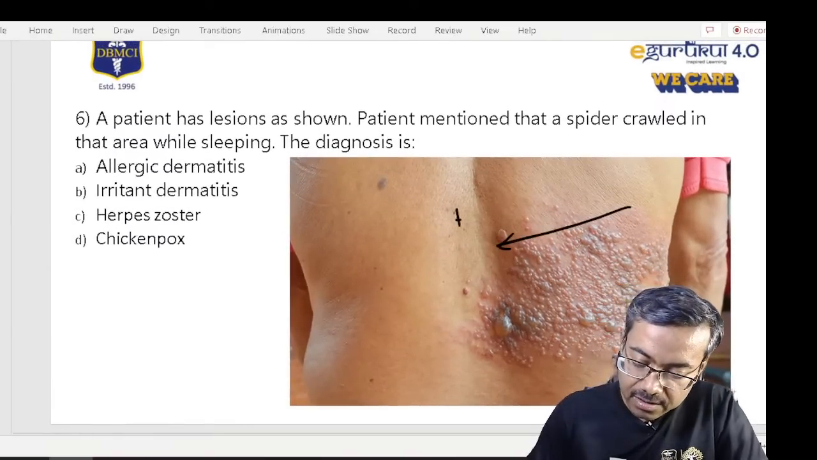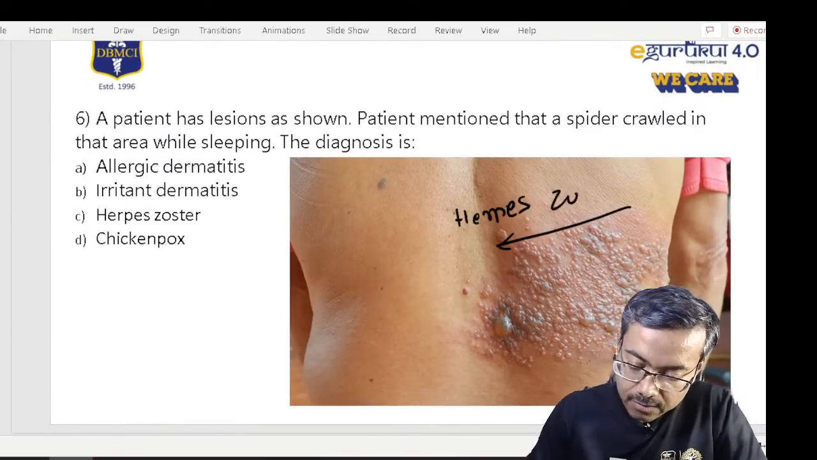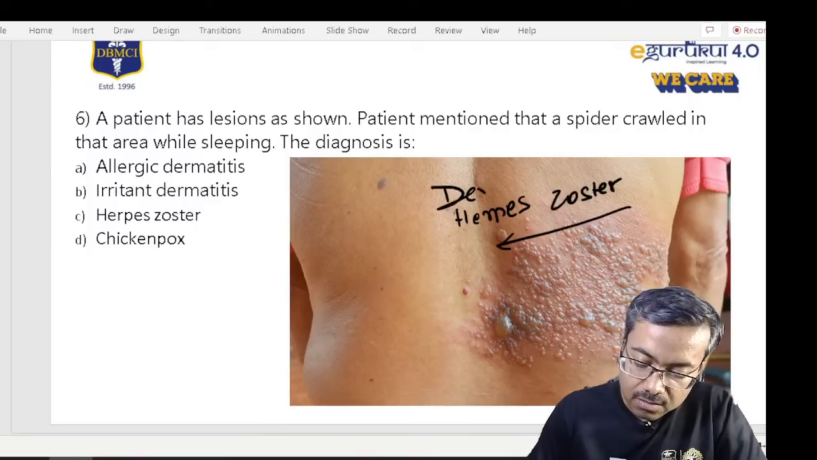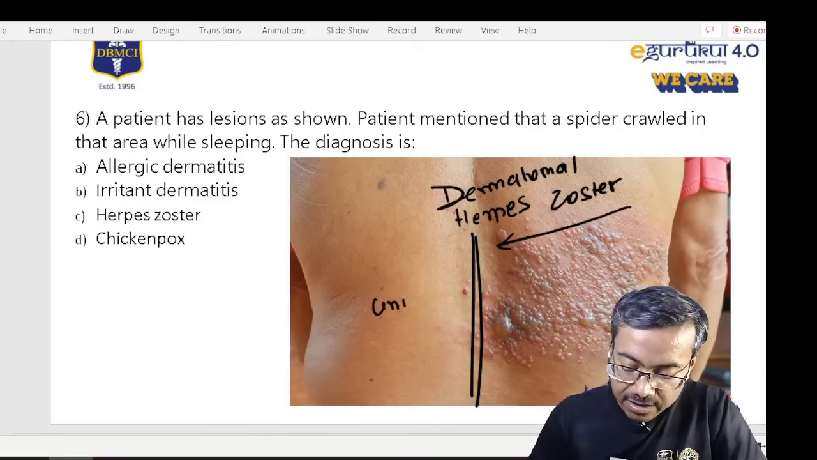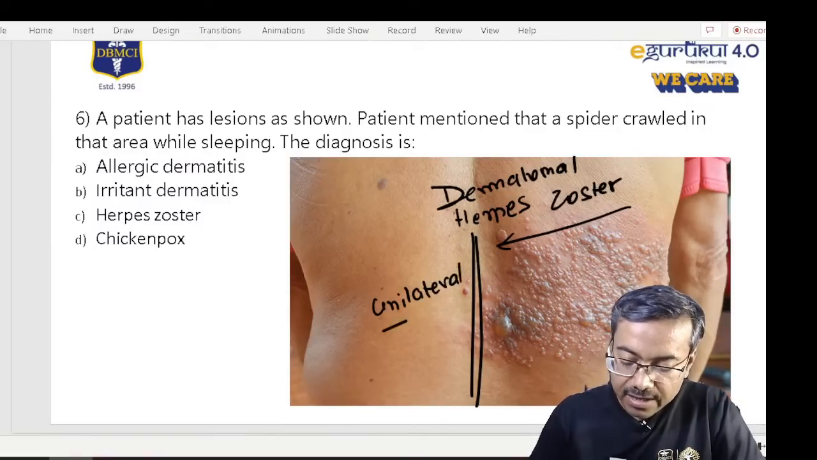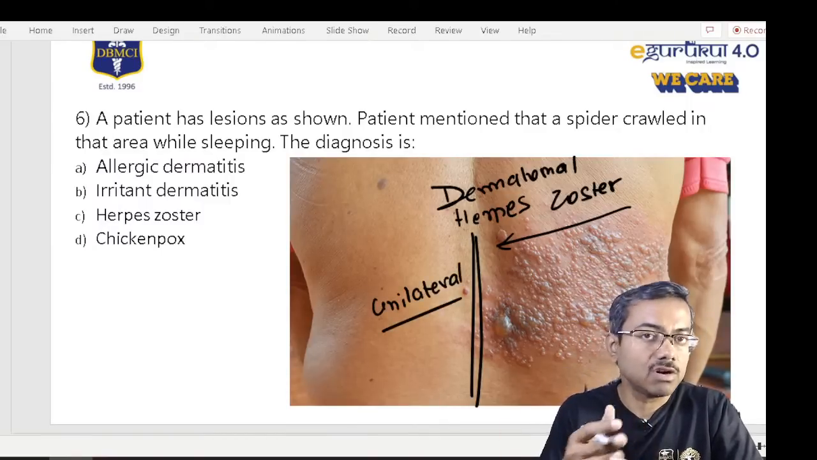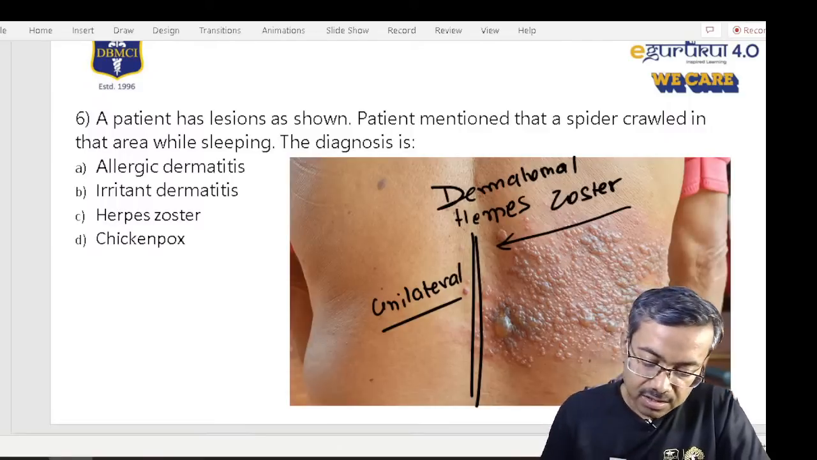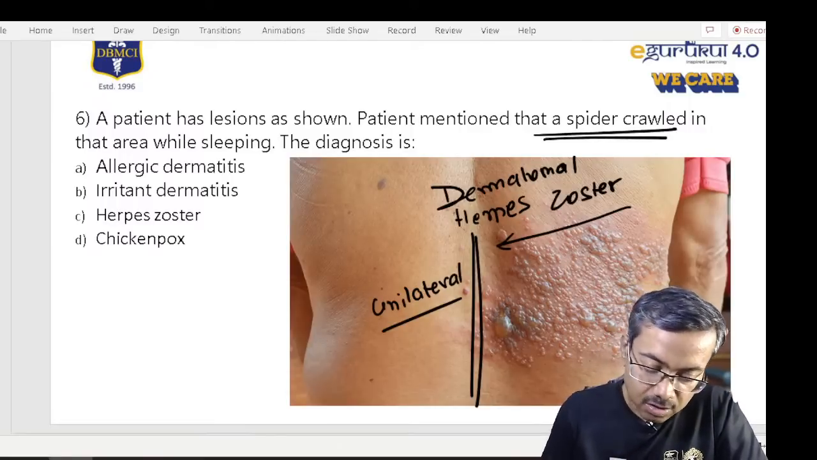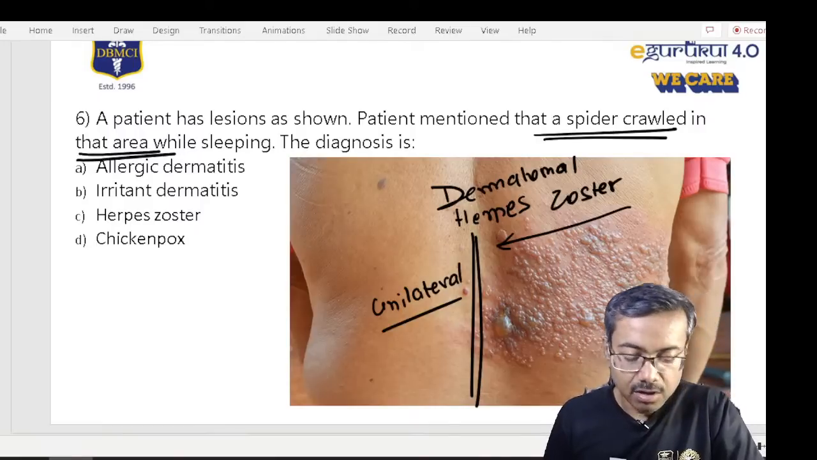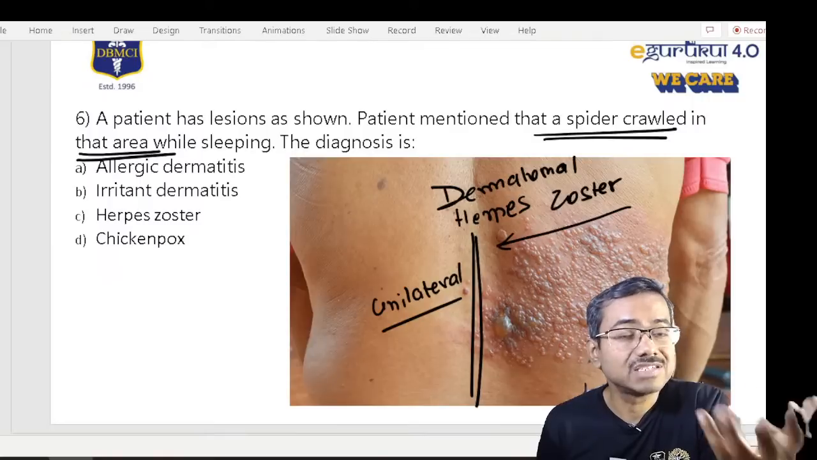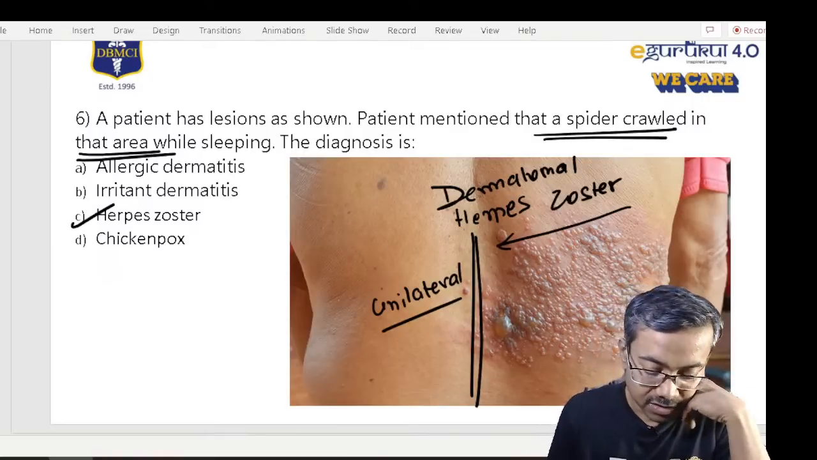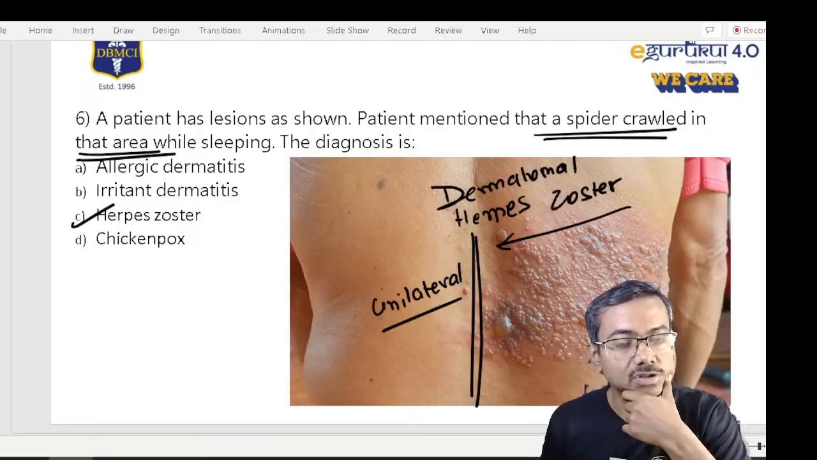Sixth, a patient has lesions as shown. And this is typically herpes zoster. Okay, we can see this dermatomal, and can you see this? It's stopping at the midline. It is always a unilateral lesion, and the reason for that is the nerves stop in the midline. The intercostal nerves would stop in the midline, right? The diagnosis, and the patient mentioned a spider crawled. Now, interestingly, a lot of times when people say spider crawled, it's not a spider, it's herpes getting reactivated. So obviously there's no question on this. It has to be a dermatomal zoster.